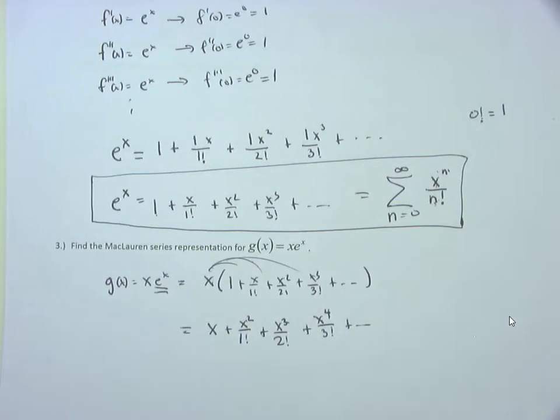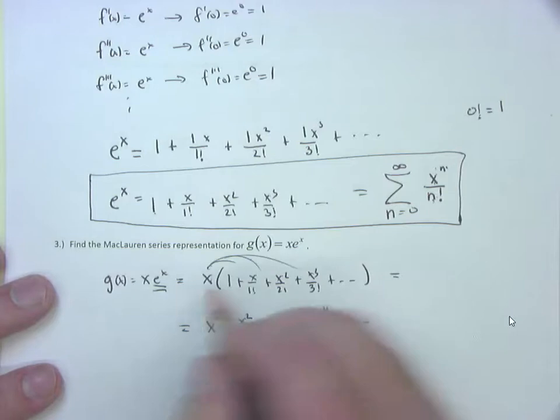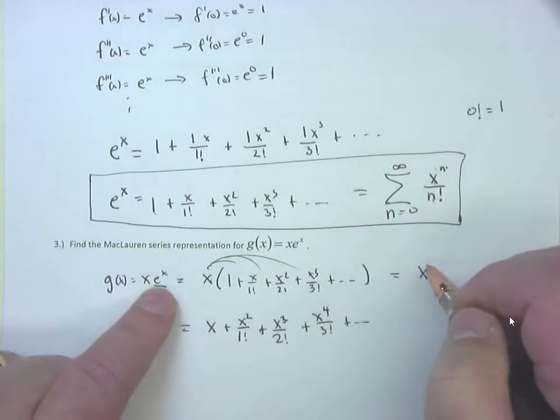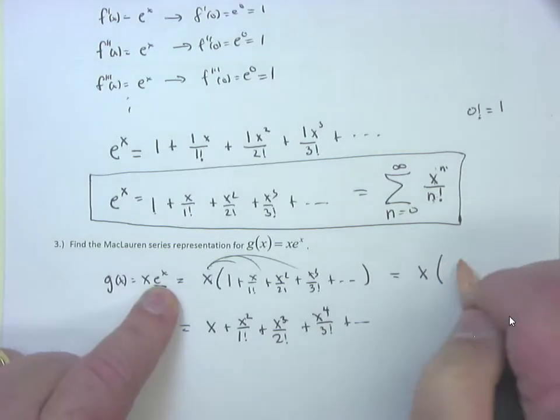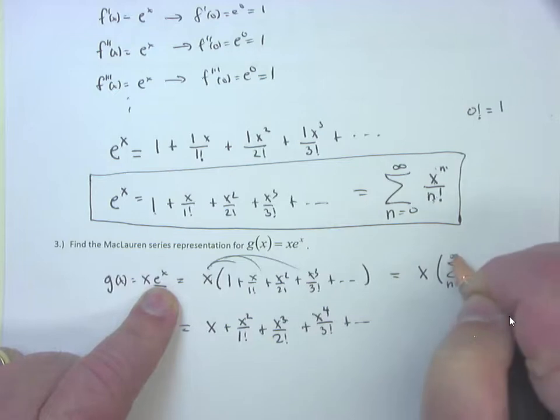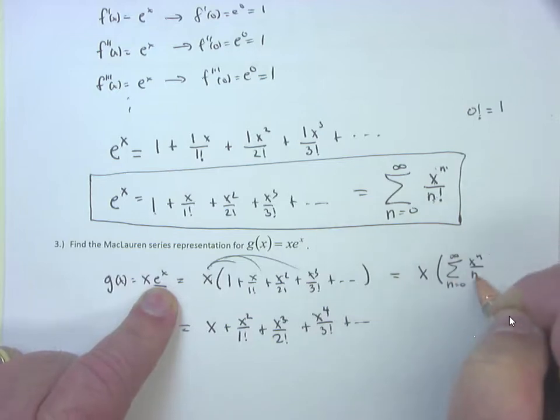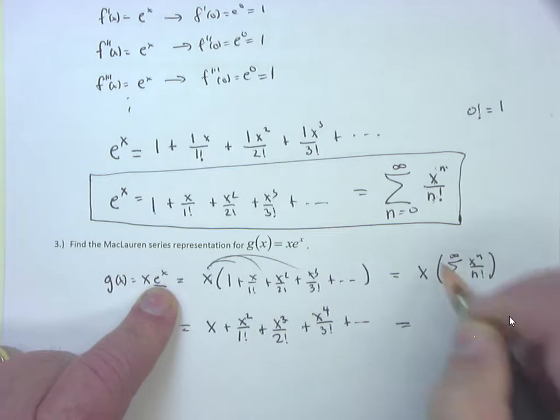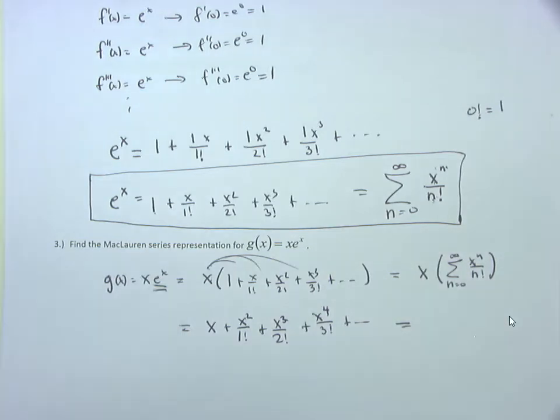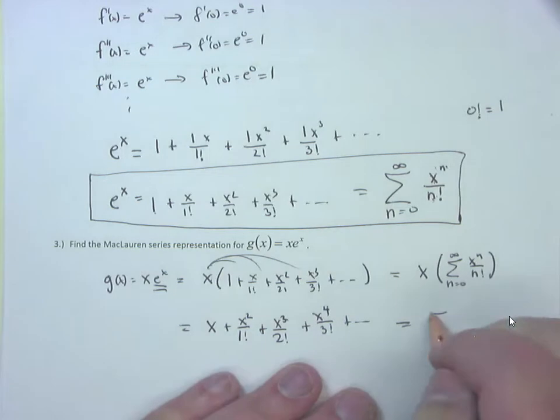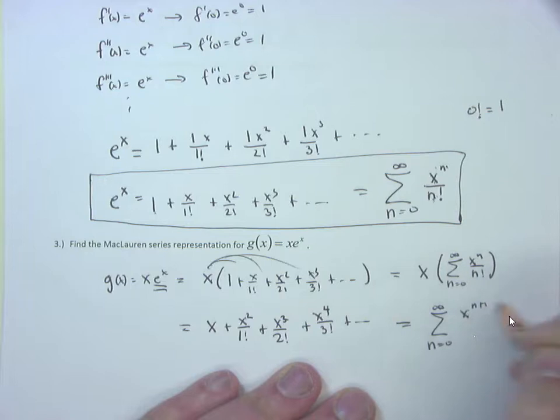Wait a minute. Sometimes they want me to write out the series formula. Well, that would be x times the series formula for e to the x, which is the sum as n goes from 0 to infinity of x to the n over n factorial. And so when we clean it up, you'll pull the x on the inside. And when you multiply, what do you do with the exponents? Add them. So what do you get? The sum as n goes from 0 to infinity of x to the n plus 1 over n factorial.